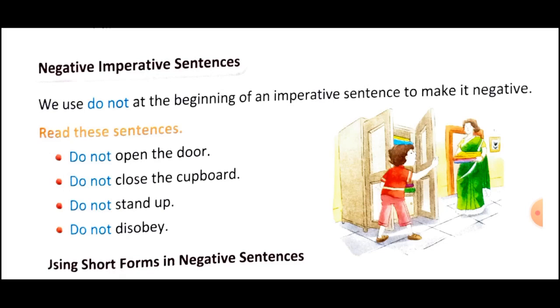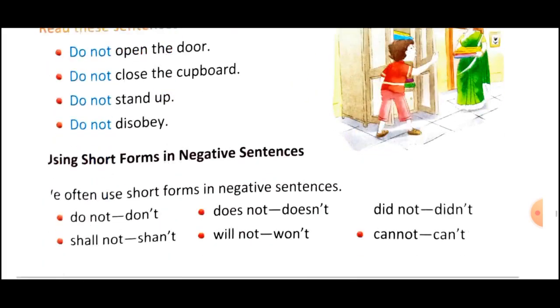Next is stand up, that will be converted into do not stand up. Then disobey, that will be converted into do not disobey. Okay, so in this way to make a negative imperative sentence you have to add do not before the main verb.